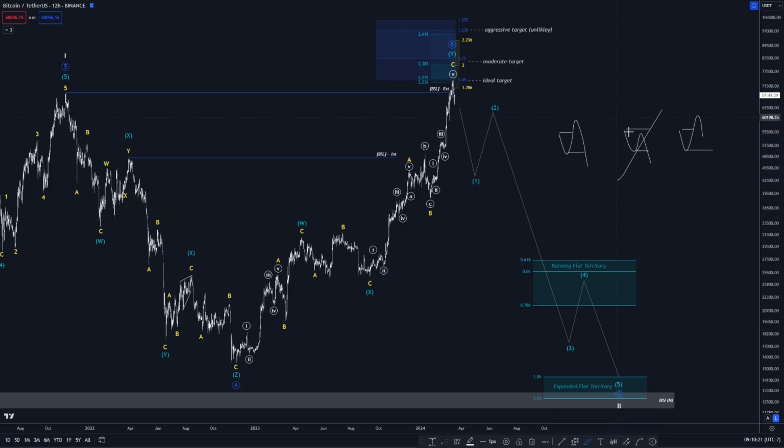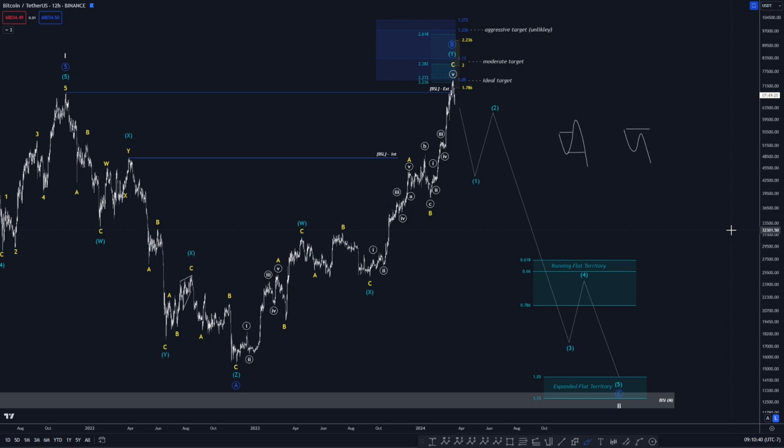Essentially, we're discounting this flat because obviously it took the high. So it's no longer a running flat. This leaves us with an expanded flat, which is the most likely. And then we're left with a running flat, which is now the second most likely.